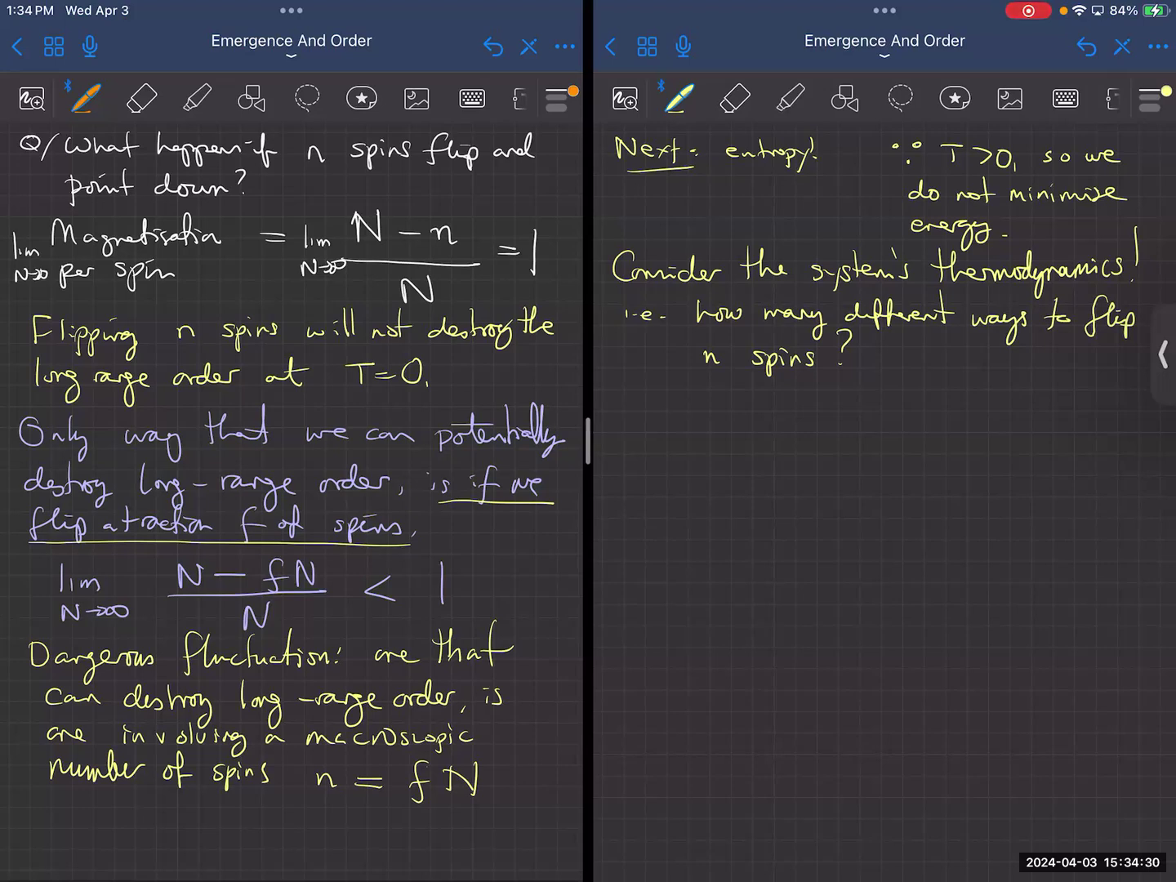Okay, so let's see what happens in the ordered state. So in the ordered state, which is at T equals 0, the spins are all aligned like so, and so the entropy is equal to 0, and the free energy is just minus n times the interaction energy that each spin has with its neighbor, so you get minus nJ.